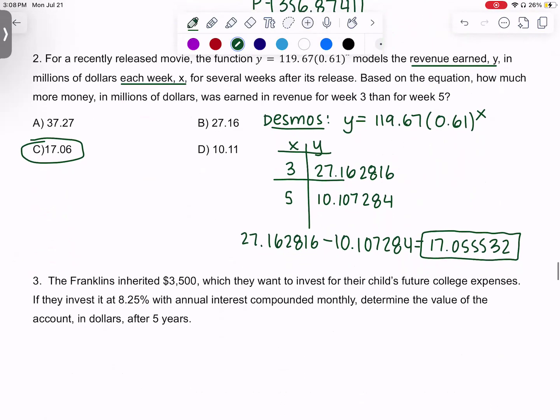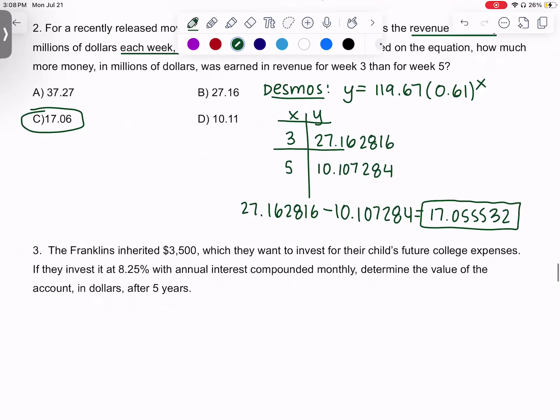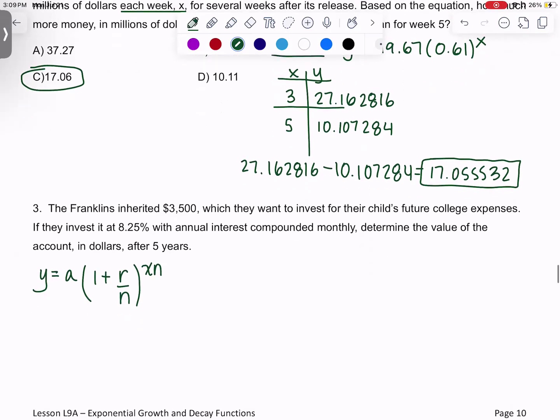Number 3. The Franklins inherited $3,500, which they wanted to invest for their child's future college expenses. If they invested at 8.25% with annual interest compounded monthly, determine the value of the account in dollars after 5 years. So let's use our formula. Y equals A times (1 plus R over N) to the power of X times N, or N times T. It could be X, it could be T, whichever variable you feel more comfortable with.